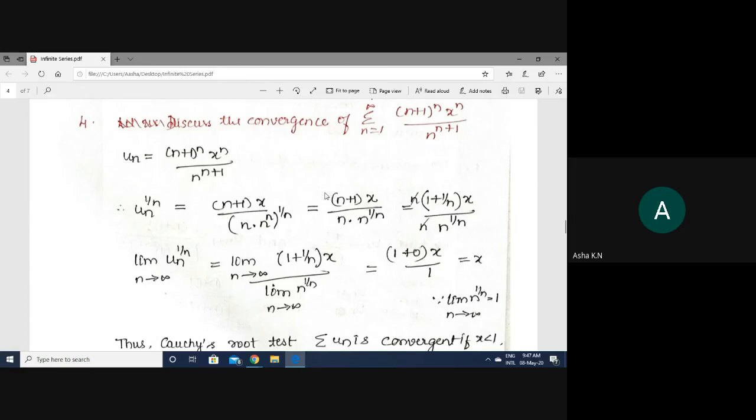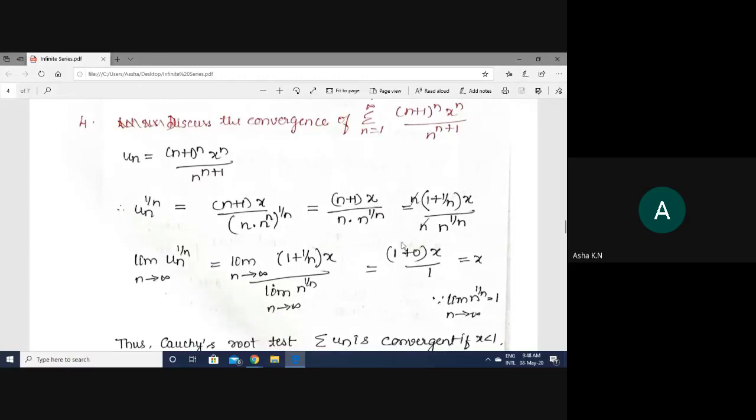Now, in this n plus 1, you take n as a common factor. Otherwise, it leads to an indeterminate form. So take n as a common factor: 1 plus 1 by n. Denominator n is there, numerator n you have taken as common factor, that n got cancelled. So now, as n tends to infinity, we are taking the limit as n tends to infinity, then in the numerator 1 by infinity is 0, so 1 plus 0 is 1.